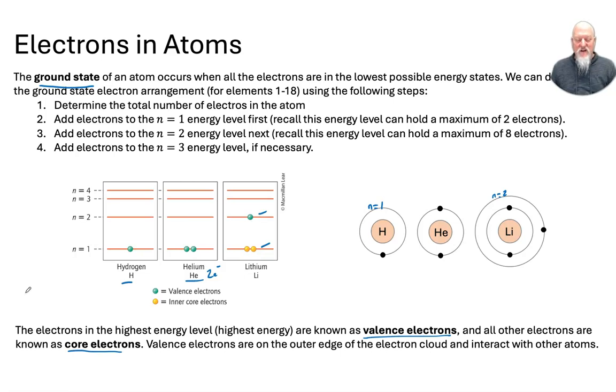So we can see that hydrogen has 1 valence electron and no core electrons. Helium has 2 valence electrons and no core electrons. Lithium has 1 valence electron and 2 core electrons. Right? So the valence electron is in the outer level, and the core electrons are any electrons that are not in the outer level.